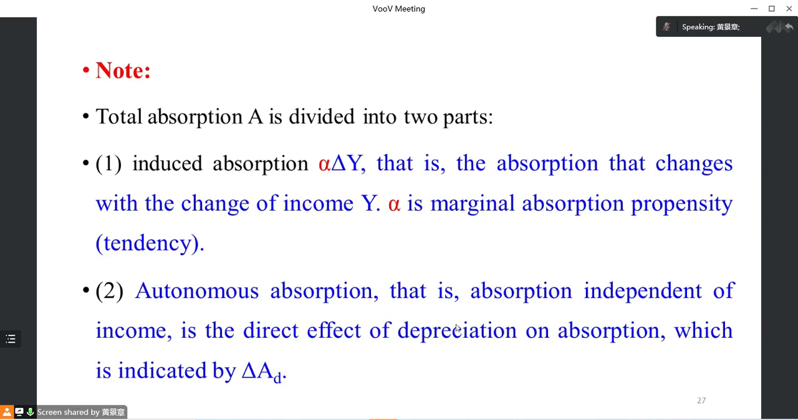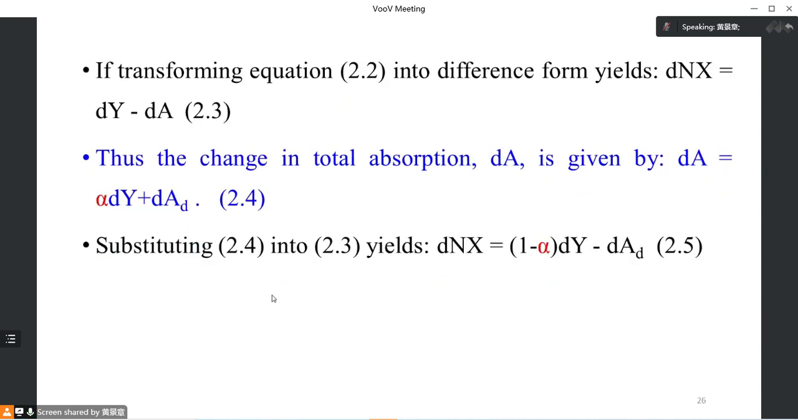AD means dispensable expenditure, or we can regard AD as autonomous expenditure. So we now should understand dnx equals (1 minus alpha) dy minus dAd.